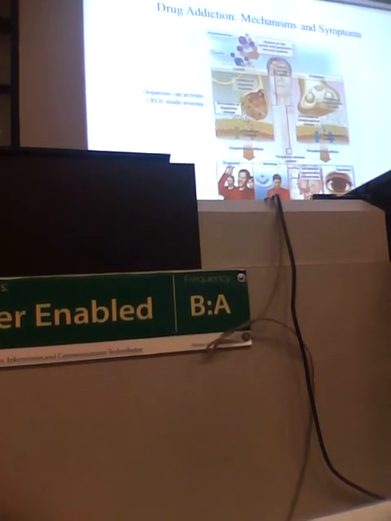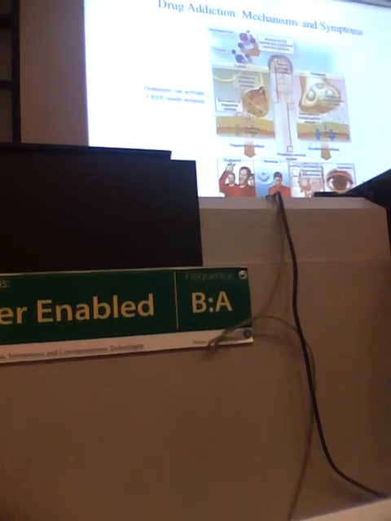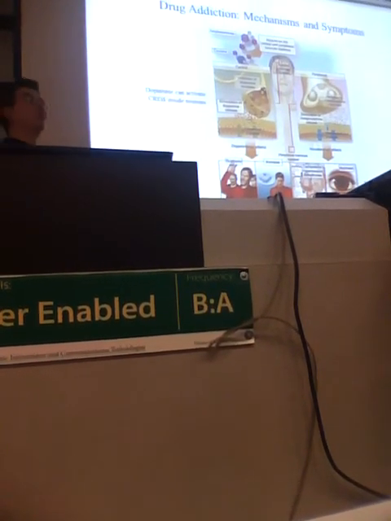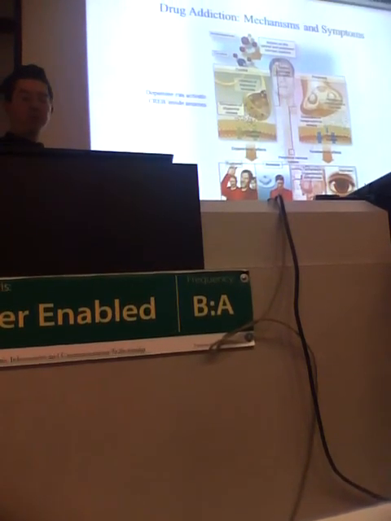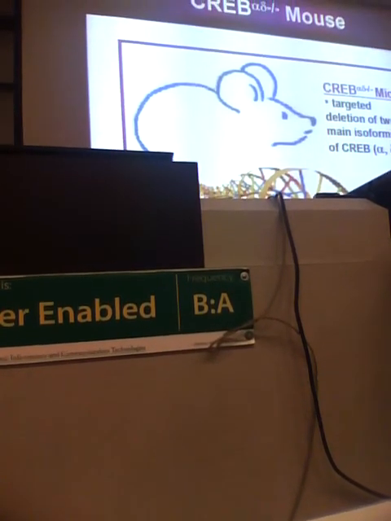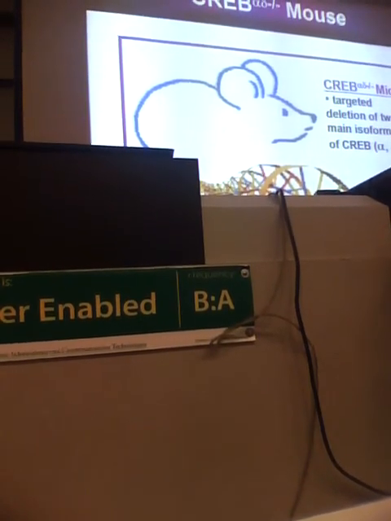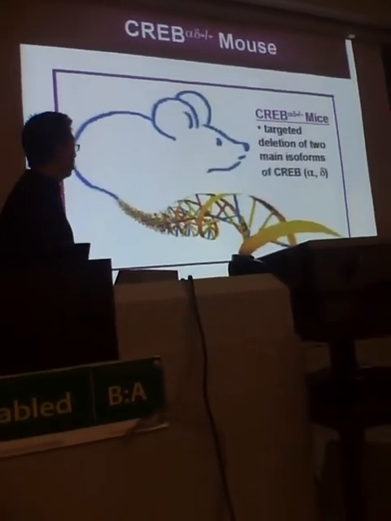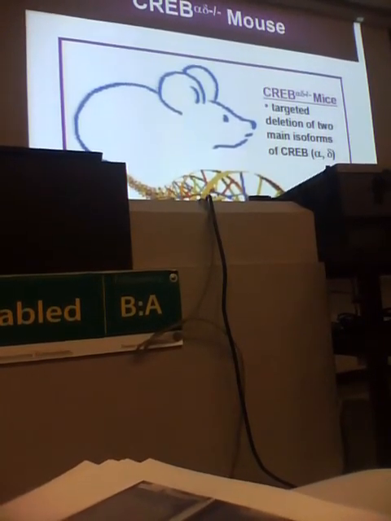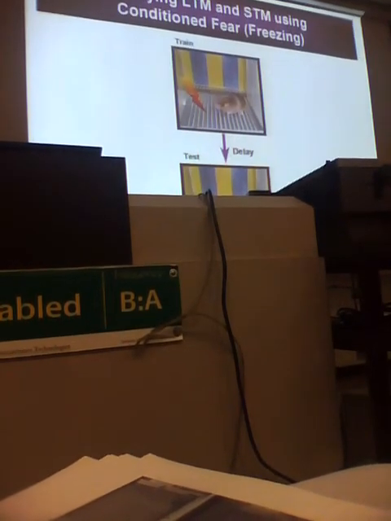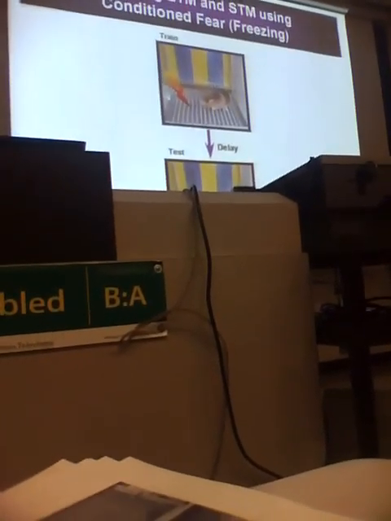The problem with manipulating CREB is that CREB is involved in so much more that you can't target it to treat just drug addiction. There are non-specific effects of messing with the molecule of CREB. But you can target CREB to look at processes such as learning and memory. And Alcino Silva's lab showed years ago that if you knock out two isoforms of CREB, the alpha and delta isoforms, in the brains of mice, and assess long-term memory for contextual fear, you can impair long-term memory.